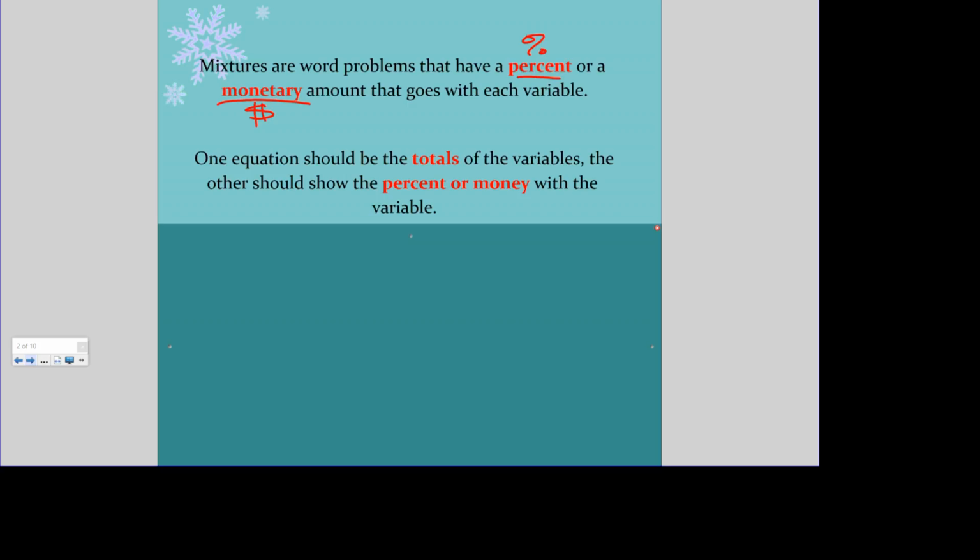When we encounter mixture word problems, one equation should be the totals of the variables. So one equation will always be your totals equation, representing this plus that equals a total. The other should show the percent or money with each variable. So, for example, we have 8 dogs plus 3 cats equals 11 animals total.